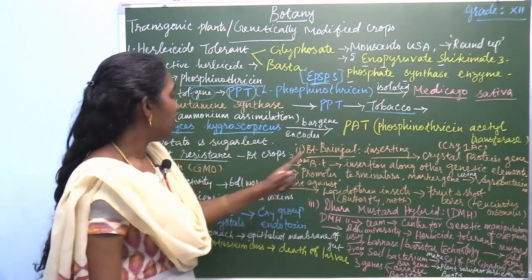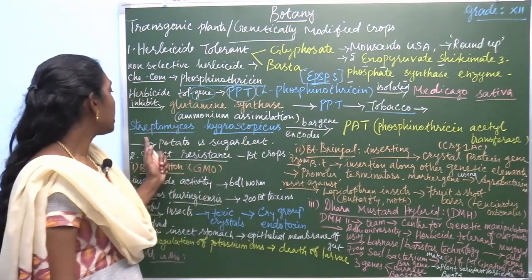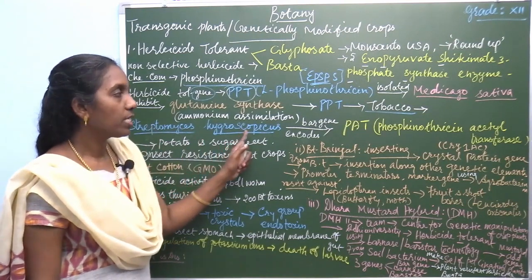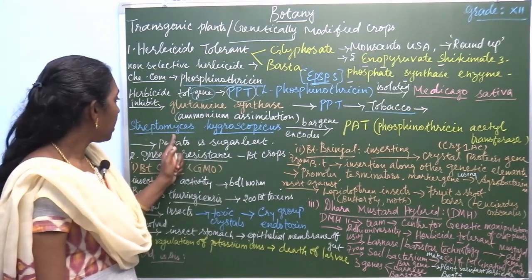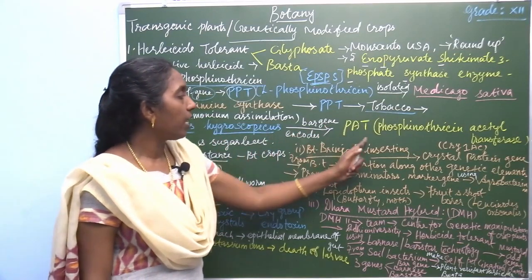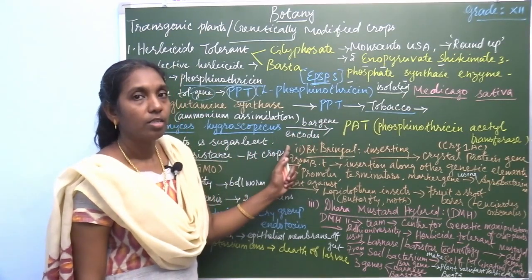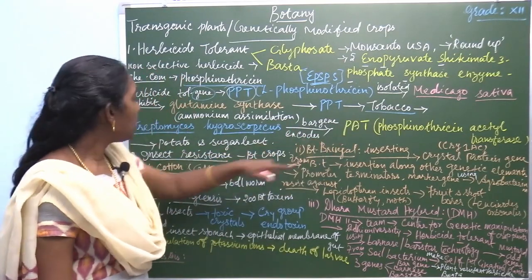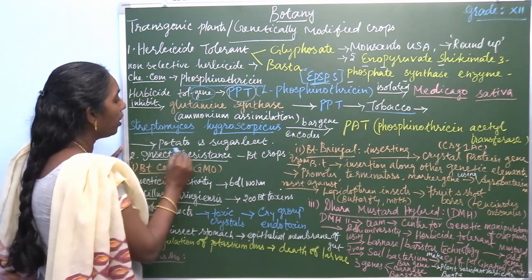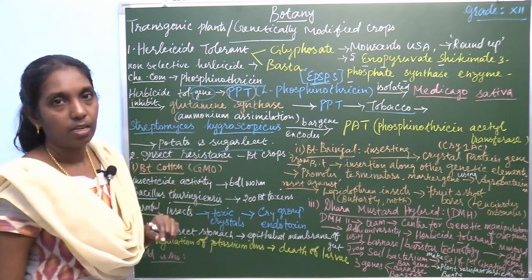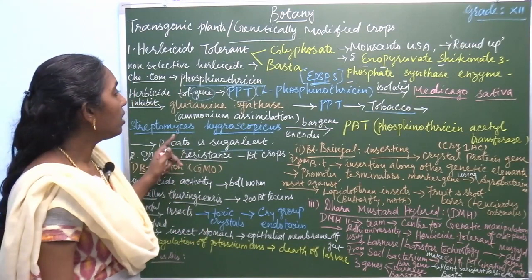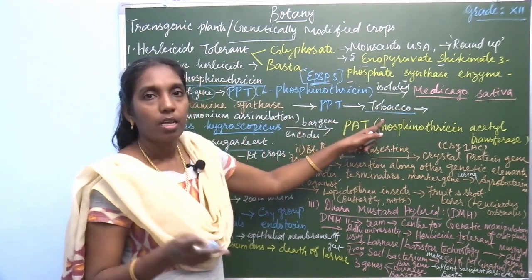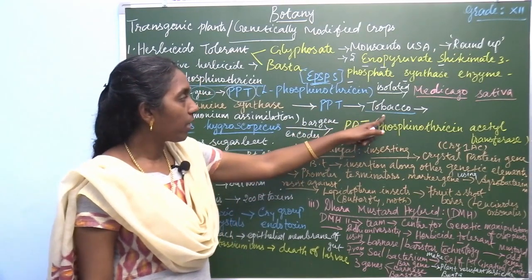This is PAT, the bar gene from Streptomyces hygroscopicus. The bar gene encodes PAT, and this PAT is introduced into potato and sugar beet plants. So here you studied two examples. One is tobacco, a transgenic herbicide plant for Basta.